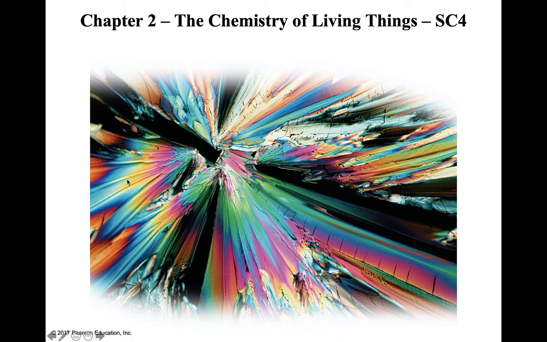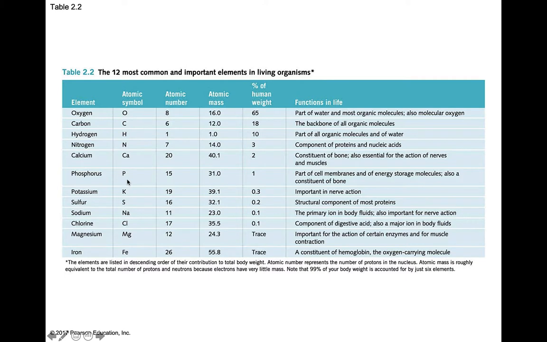Chapter 2, The Chemistry of Living Things, Screencast 4. Now, the next two screencasts will be focusing primarily on biological molecules. The first of two will be looking at carbohydrates and lipids, and the last screencast will be focusing on protein and nucleic acids. Together we refer to these four as major biological molecules.